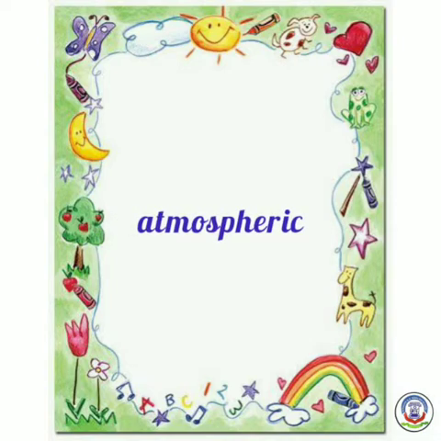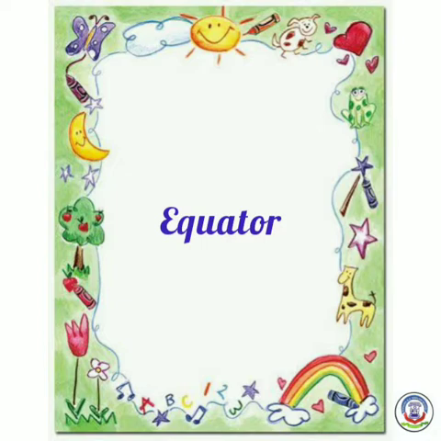Number 3. Atmospheric. A-T-M-O-S-P-H-E-R-I-C. Atmospheric means relating to the atmosphere of the earth. Atmospheric ka matlab hota hai vayumandaliya. Number 4. Equator. E-Q-U-A-T-O-R. Equator means a corresponding line on a planet. Equator ka matlab hota hai bhumdaya rekha.